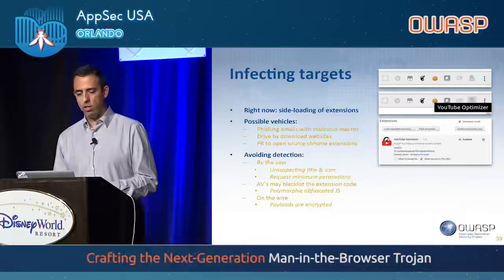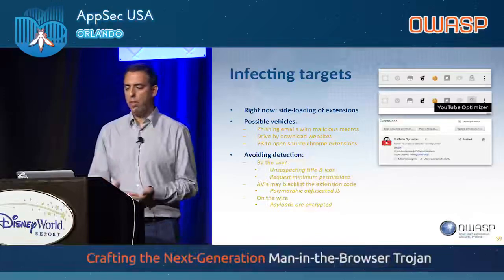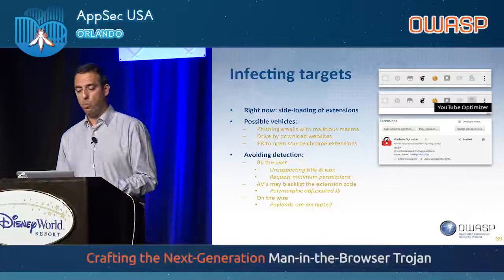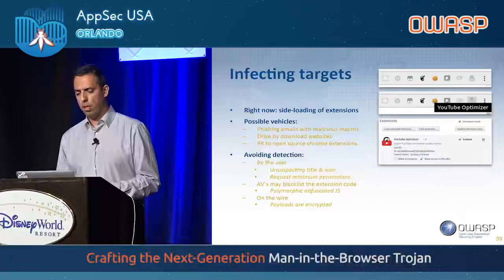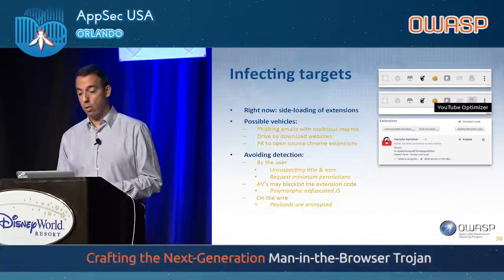To avoid detection by the user, we selected an unsuspecting title and icon, and we requested the minimum permissions. To avoid detection by the antiviruses, we used polymorphic obfuscated JavaScript, and I'll talk to you about that a little more in a minute. And on the wire, we just encrypt everything.